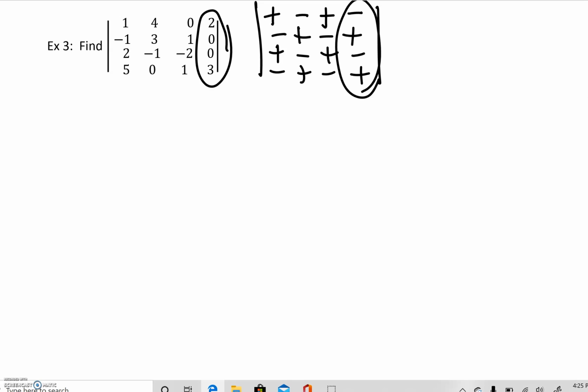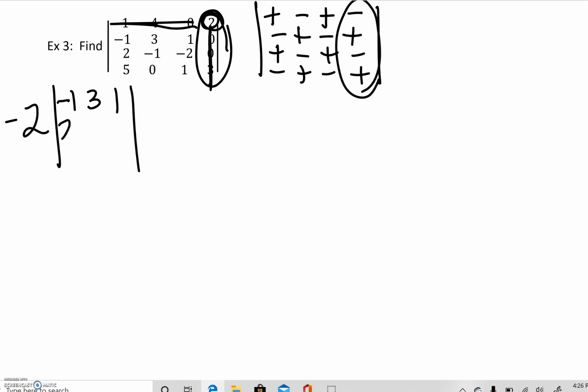So I'll start off with a negative 2, and behind it will be its determinant. So if this is the 2 I'm starting with, I mark out this row and this column, and I write what's left, which is a larger determinant than what we used last time. Remaining, so we're going to have to do a little more work than last time.